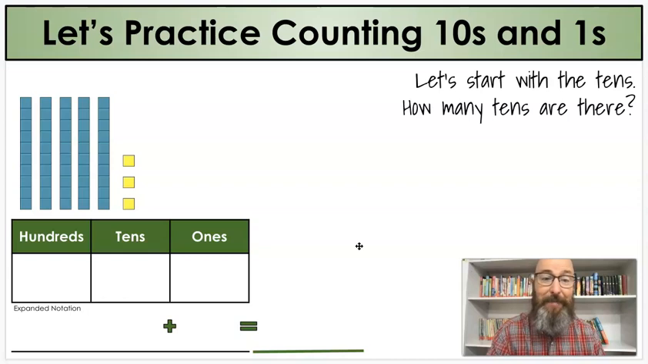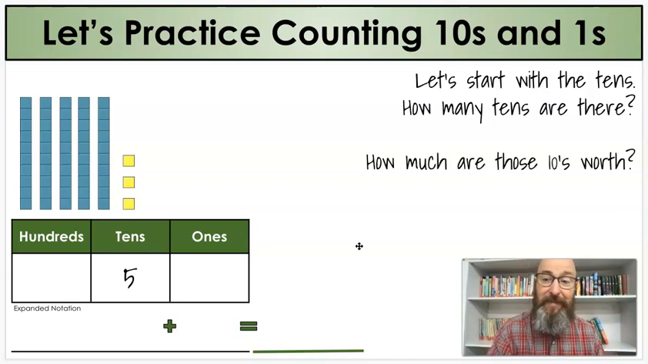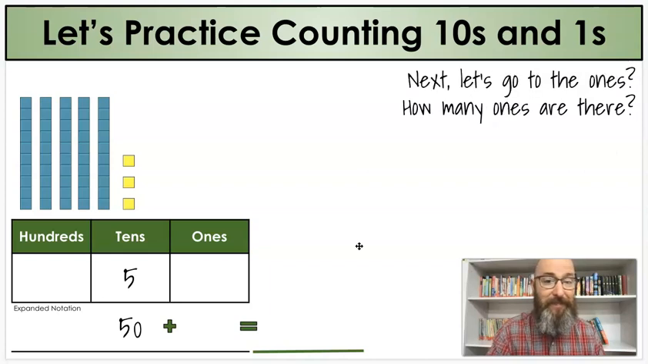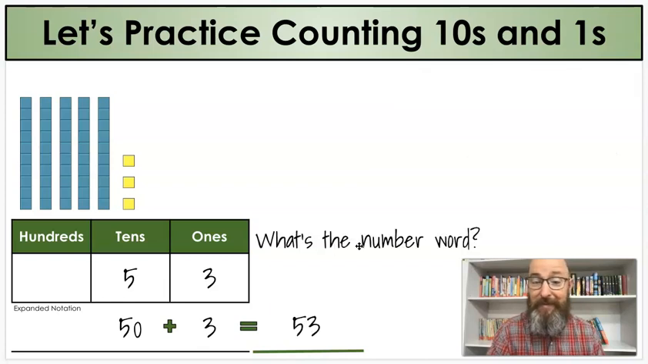Let's start with the tens again. How many tens are there? If you need to pause the video because I'm moving too quick, feel free to do that. 5 tens. And how much is 5 tens worth? We're counting by tens. And they are worth 50. How many ones? 3. And how much are those ones worth? 3. So let's put those together. What do I get? 50 plus 3? 53. And what's the number word?